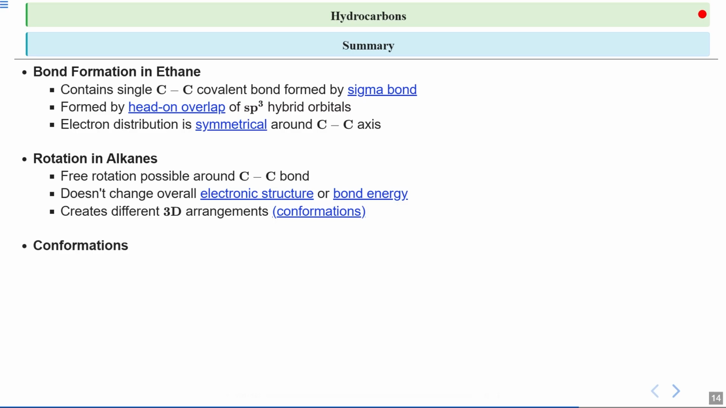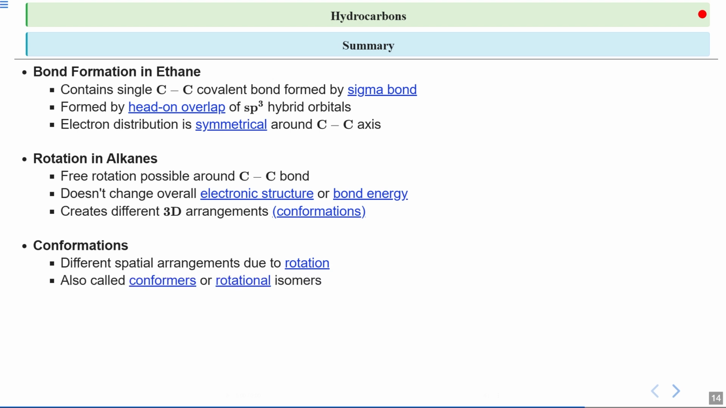Now, what is conformation? We talked about conformation in detail also. They are the different spatial arrangements of atoms that result from the rotation. So this rotation allows the molecule to adopt various shapes. These different spatial arrangements are also called conformers or rotational isomers. They are essentially different versions of the same molecule. We have one more name for conformations, which is rotamers. Each conformation has a different energy level. This means that some conformations are more stable than others depending on their energy.